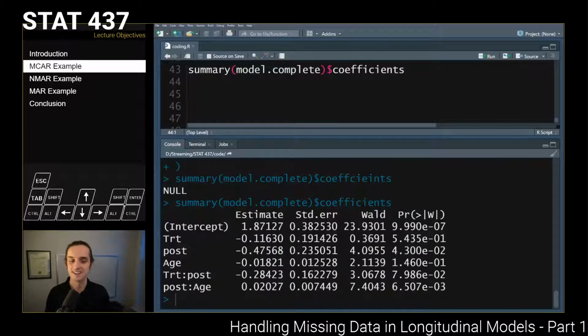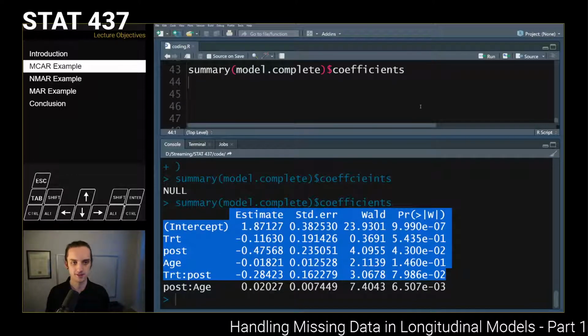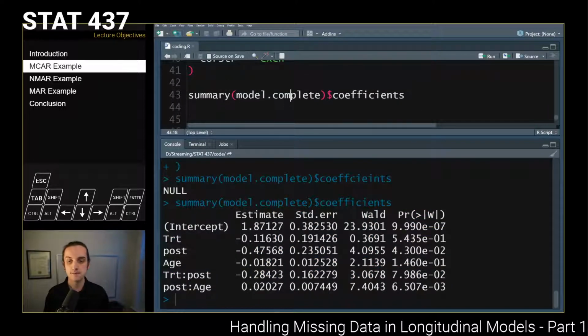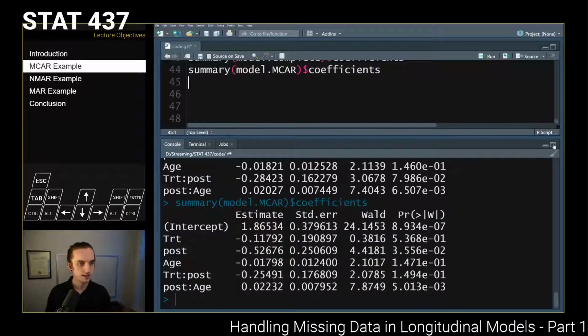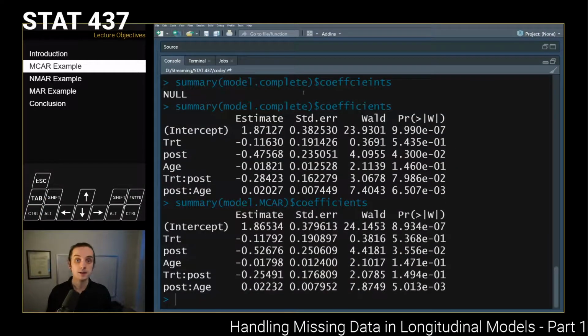You can see that we get the table for the estimate with all of the p-values. And so I can do the same thing on the summary of the model MCAR, and we get the coefficients there as well. And if I expand this up, now what we're looking at is the model summary for the coefficients, the estimated coefficients when we have the full data, and the model summary when we have the missing completely at random data.